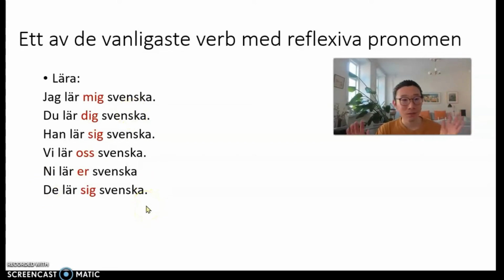Så, du kanske märker, you maybe realized in English you don't have mig, dig, sig. It is something unique in Swedish. So if you really want to translate, it can be translated into something like myself, yourself, himself. For example, I'm teaching myself Swedish or I'm learning myself Swedish. Something like that, but not exactly the same. So let's look at 2 examples to try to understand the difference between the reflexive pronoun and the self in English.